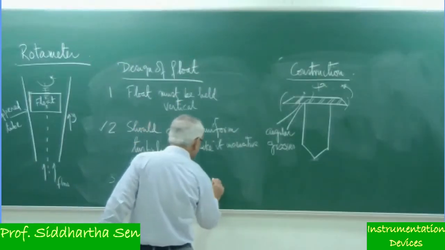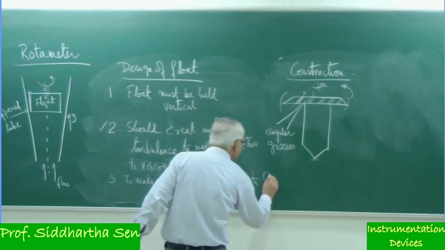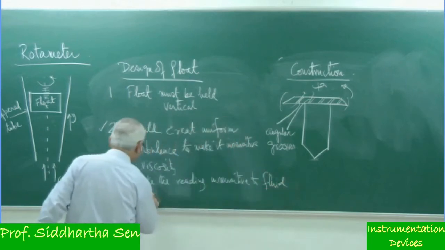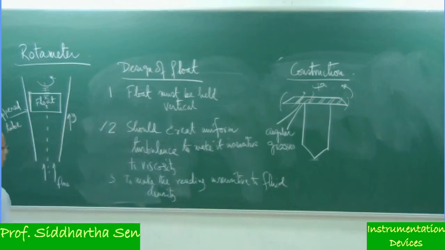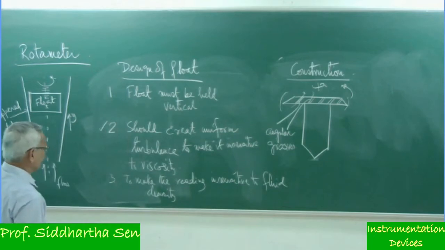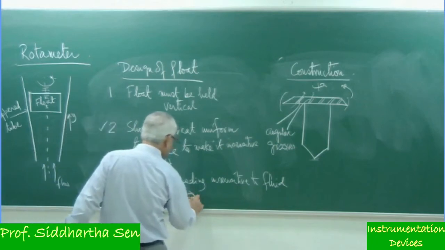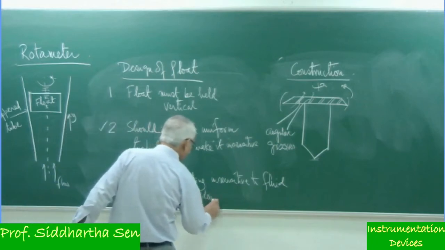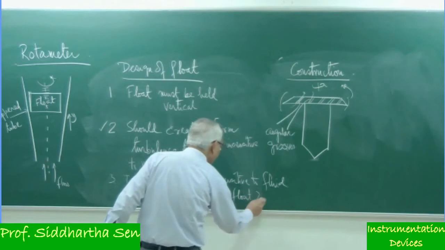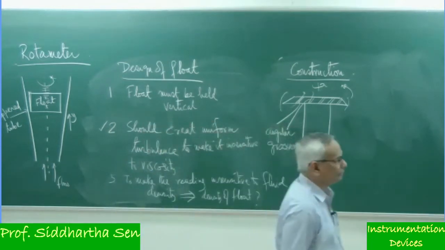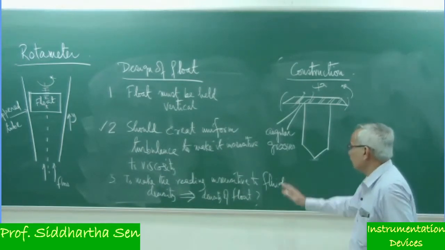Reading insensitive to fluid density. So basically, we need to make the reading insensitive to fluid density. Naturally, in that case, we will have to choose the density of the float, that means the material we want to choose, so that it is insensitive to the fluid flow.